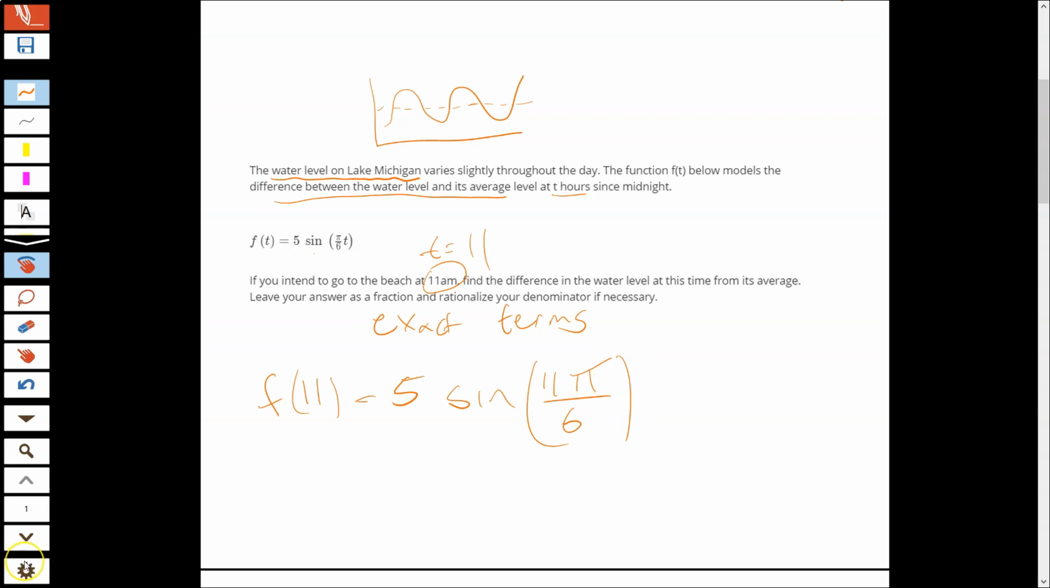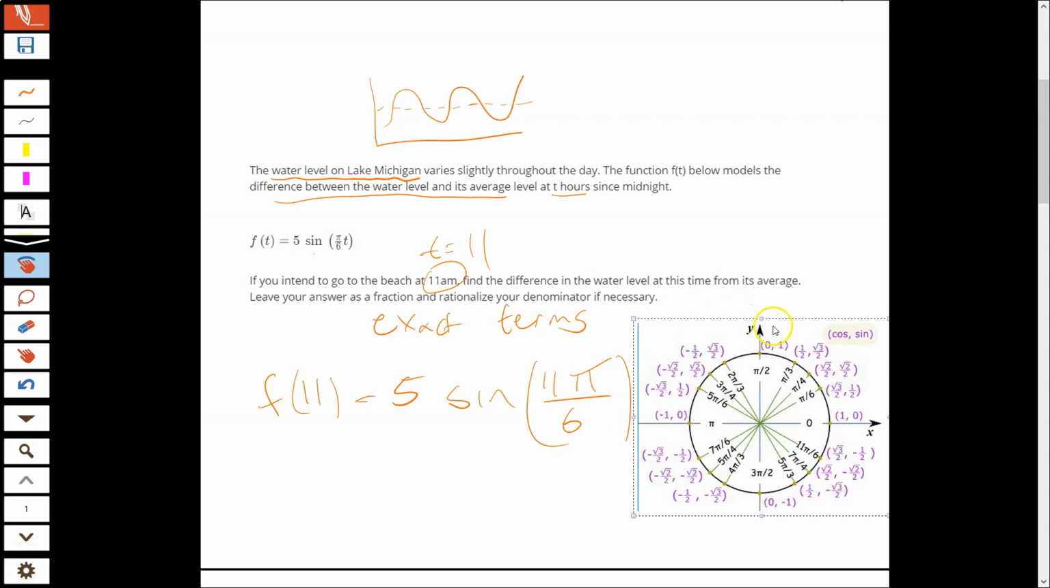And then I'm going to go to my unit circle. So hopefully you have that handy in your notes somewhere. And I want sine of 11 pi over 6. So I'm going to find 11 pi over 6. It's all the way around here. And remember, sine is your y value. So that is equal to negative 1/2.